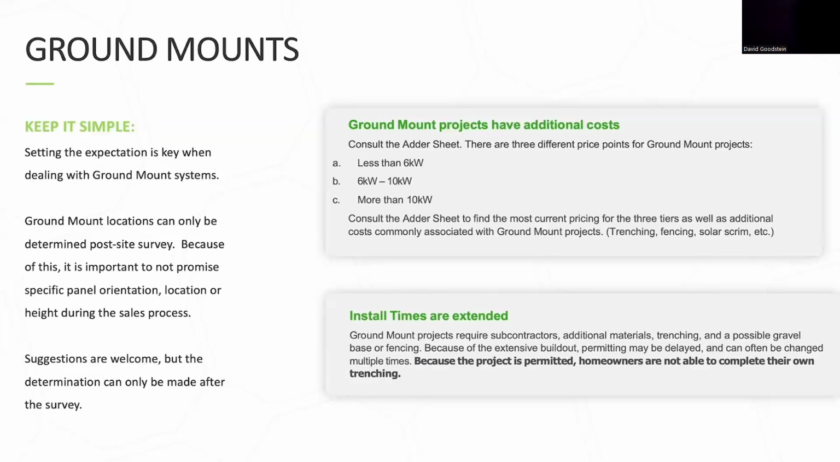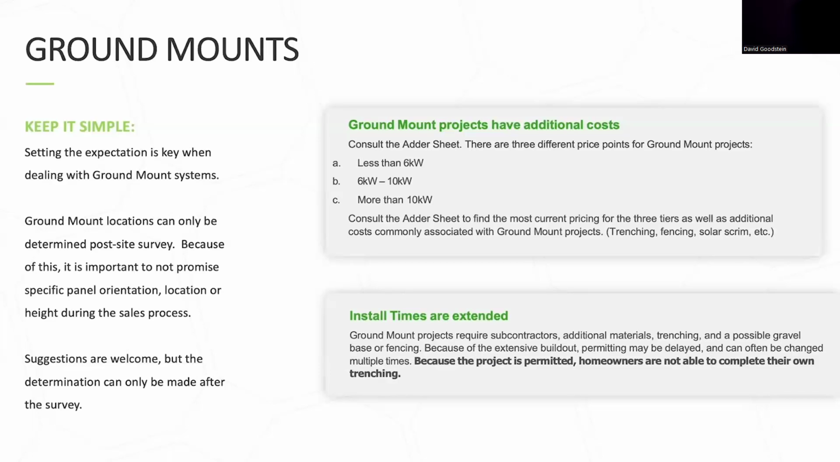Permitting can sometimes be delayed and can often be changed multiple times. So the one thing we do want to stress here is because this is a permanent project, homeowners are not able to complete their own trenching. There are other situations in our processes where homeowners can go out and find their own subcontractors for things if they're not satisfied with the bids. But with ground mount projects, we have to complete the trenching.